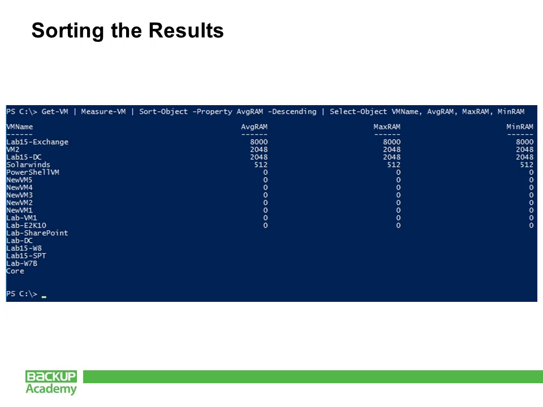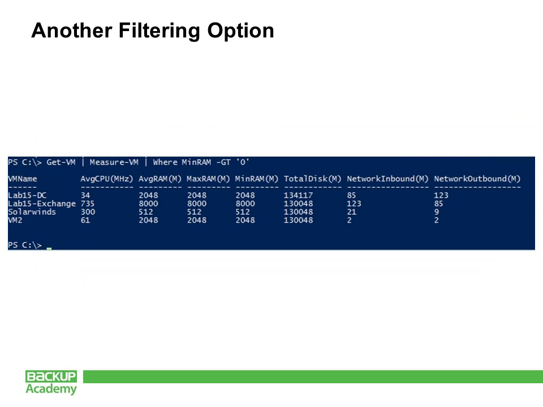We can do that using PowerShell operators. So what I've got here on this command is get-vm, and we pipe that into measure-vm. But then what we're doing here is we're using where and then minimum RAM, and then you see -GT. That's a way of telling PowerShell greater than. We could do -LT less than, -EQ equals to, and then we provide a value. In this case, I'm providing a value of 0.